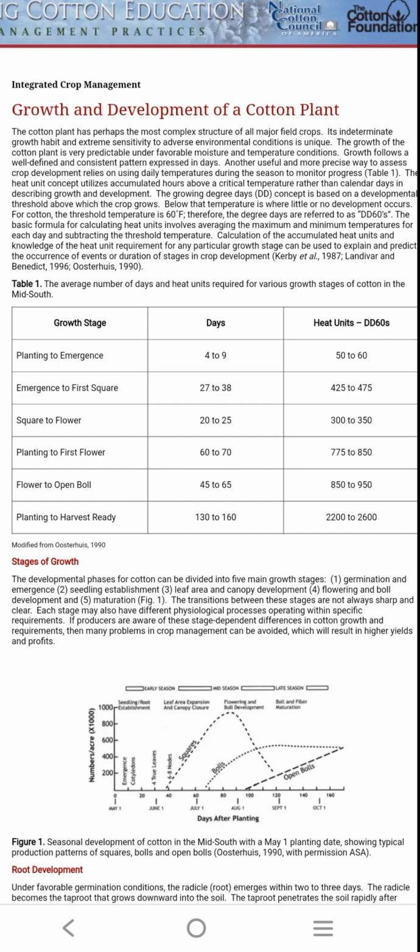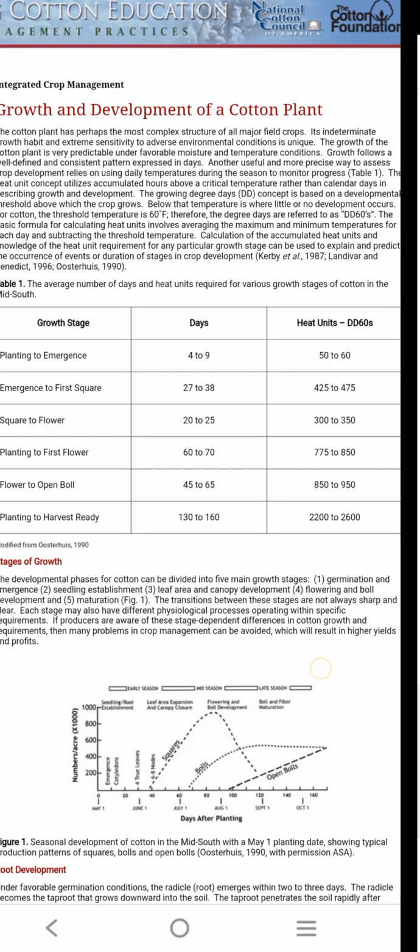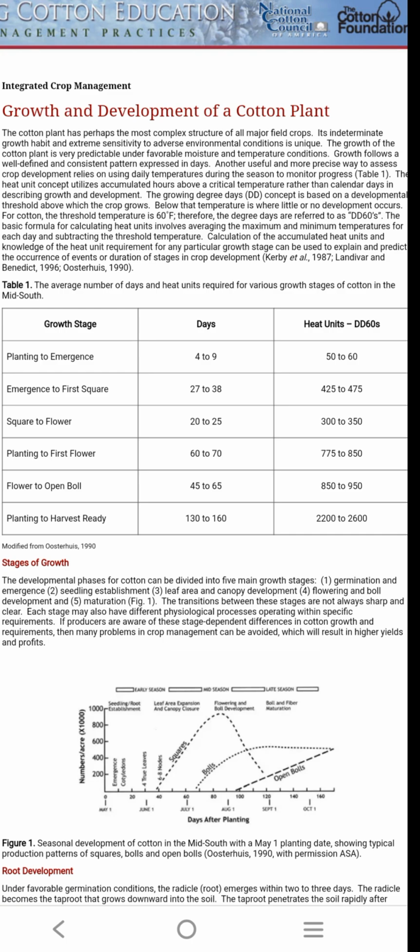The growth follows a well-defined and consistent pattern expressed in days. Growth in any crop is always expressed in days. Cotton crop growth takes place in short, medium, and long durations. Majorly 180 days is the minimum. More than 180 days is always the cotton plant growth in hybrids as well as varieties. Another useful and more precise way to assess crop development is by using daily temperature during the crop growing season to monitor the progress.